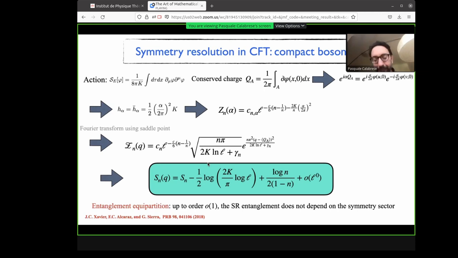Okay, Pasquale, thank you very much for a nice talk again. Yeah, thanks to you. So you started your talk by saying that you wanted to convince Hubert that symmetry resolved entanglement is a worthwhile undertaking. He looks pretty convinced to me. So well done. Okay, cool.